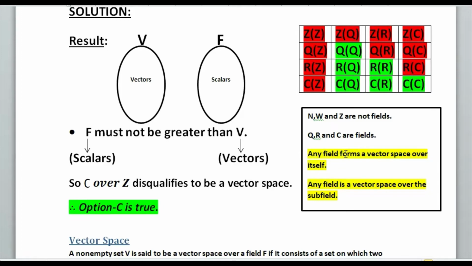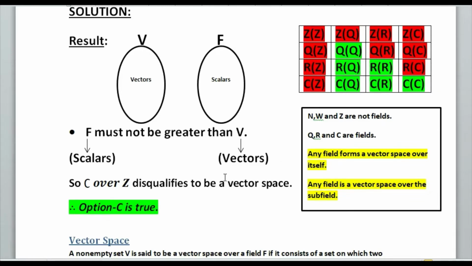Any field forms a vector space over itself. For example, Q over Q is a vector space. Q is a field. The next result: any field is a vector space over its subfield. For example, R over Q. Q is a subfield of the field R. Let us come to the tricks.